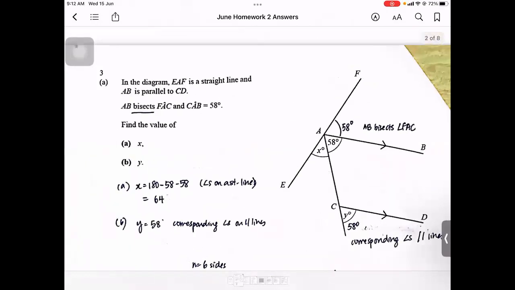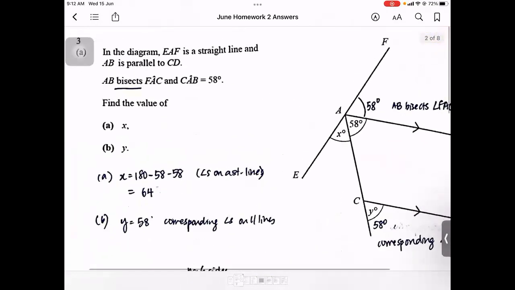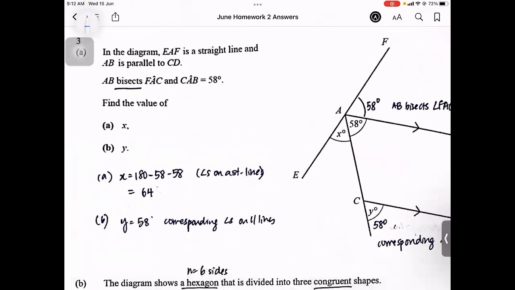Okay, this question over here. Now, for this question, I just highlight again our 4 main properties. First one, corresponding angles on parallel lines. Oops. Oh, I did this here.